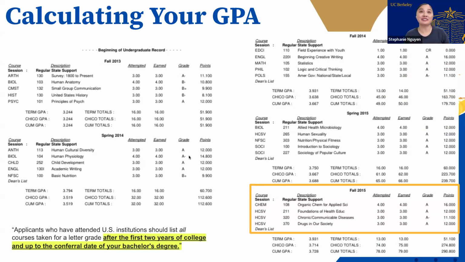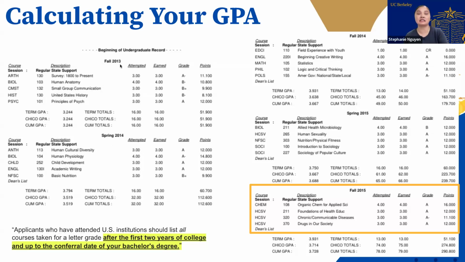So calculating your GPA, the fun part. This record here shows a student who didn't have too many programs. They just attended one school, so it's pretty straightforward. Their undergraduate begins in fall of 2013. It shows that they were enrolled in more than 9 units consistently.